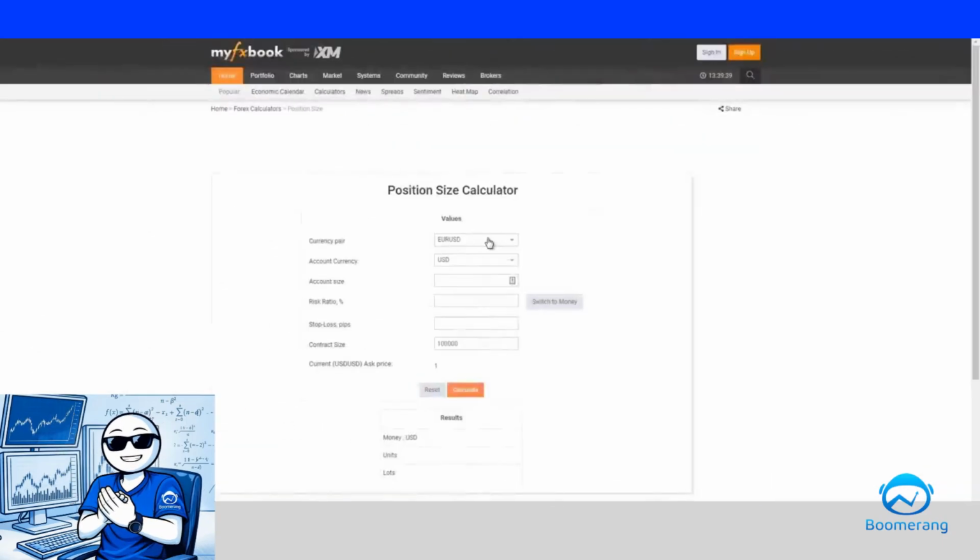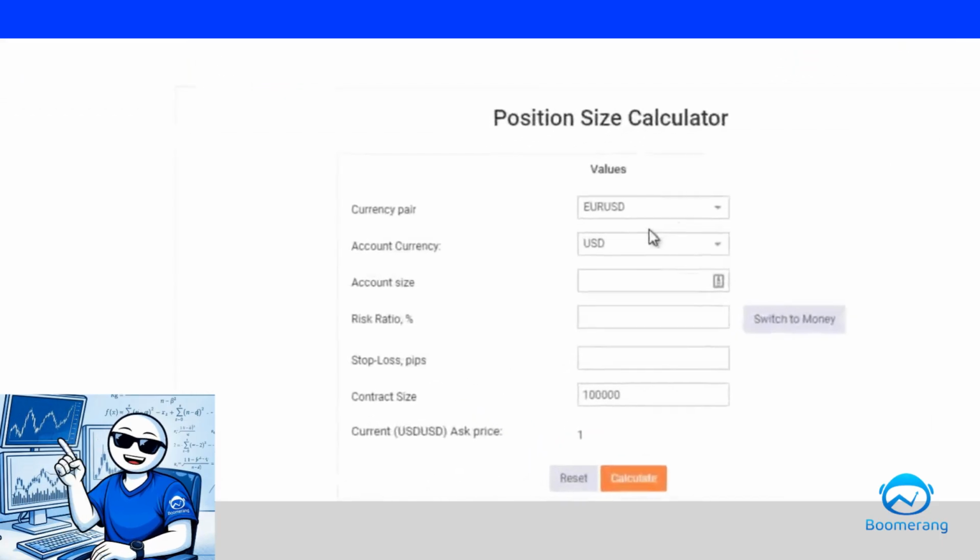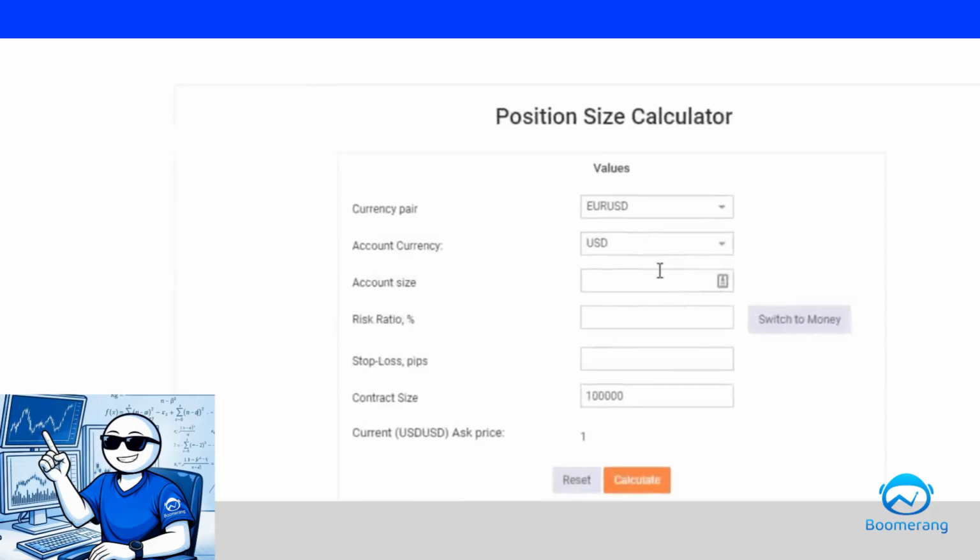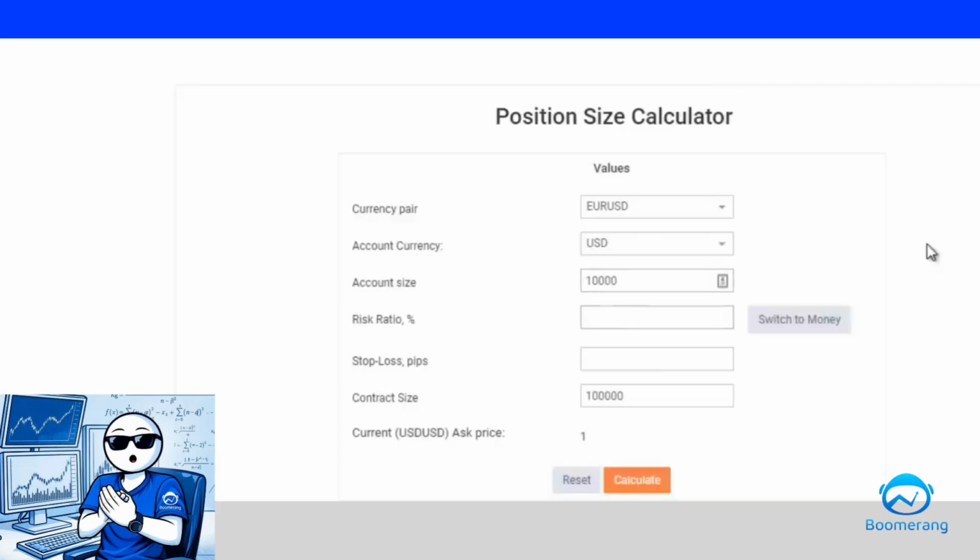So you can Google position sizing calculator, and this is one that I've found. You can use it, it's free. So let's say you are trading Euro USD again. Your account currency, let's say, is in US dollars. Let's say your account size is like what I shared earlier, $10,000. And your risk on each trade, let's say, is 1%. You can put here 1%.